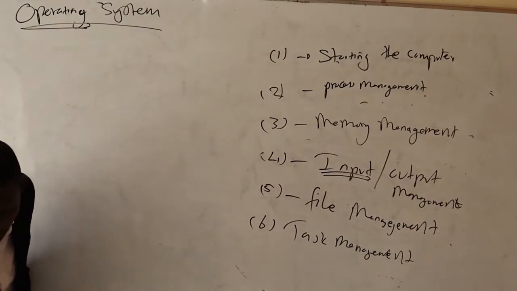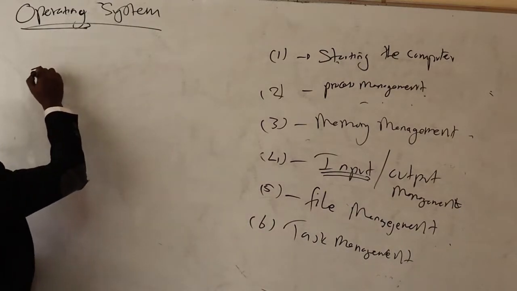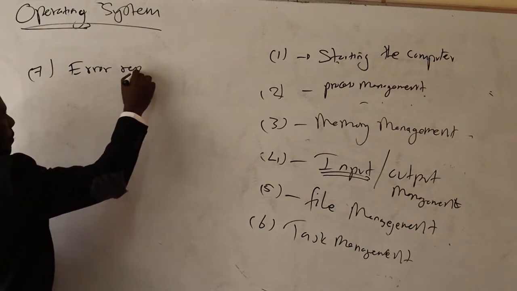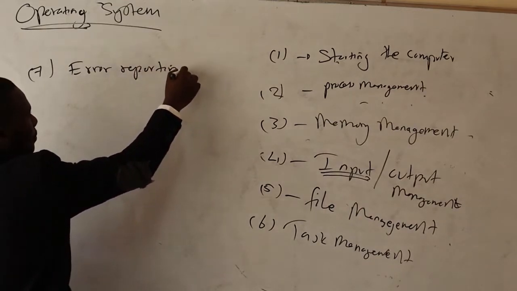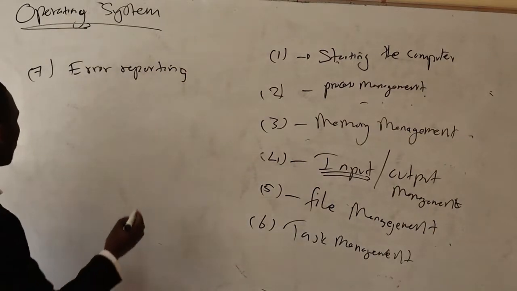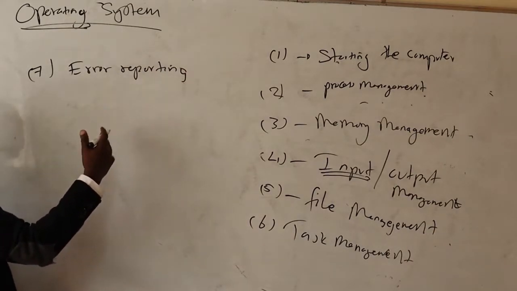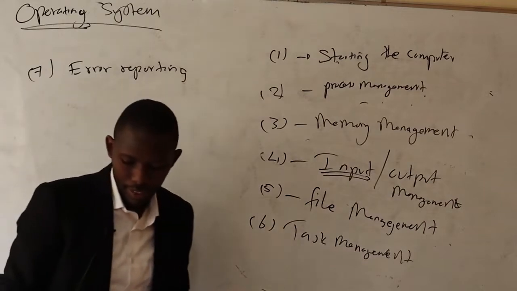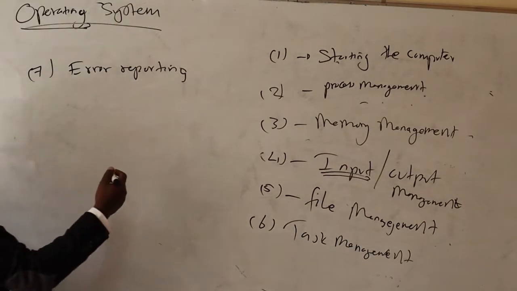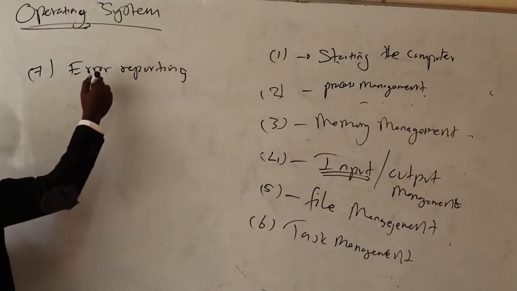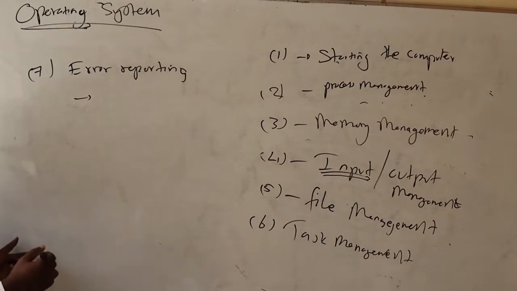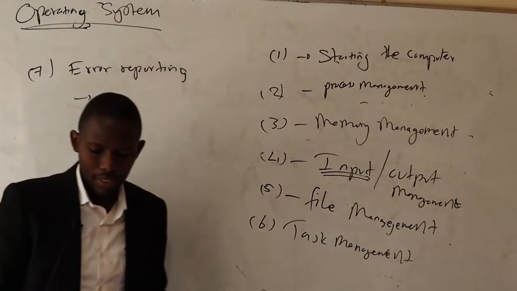Then the other function, number 7, is error reporting. The operating system does report errors. Some simple errors, for example, maybe you open an application, you want to type a document, and you try to close the document without saving. Then an error will appear on the screen that you are trying to close the document, and have not saved the document.